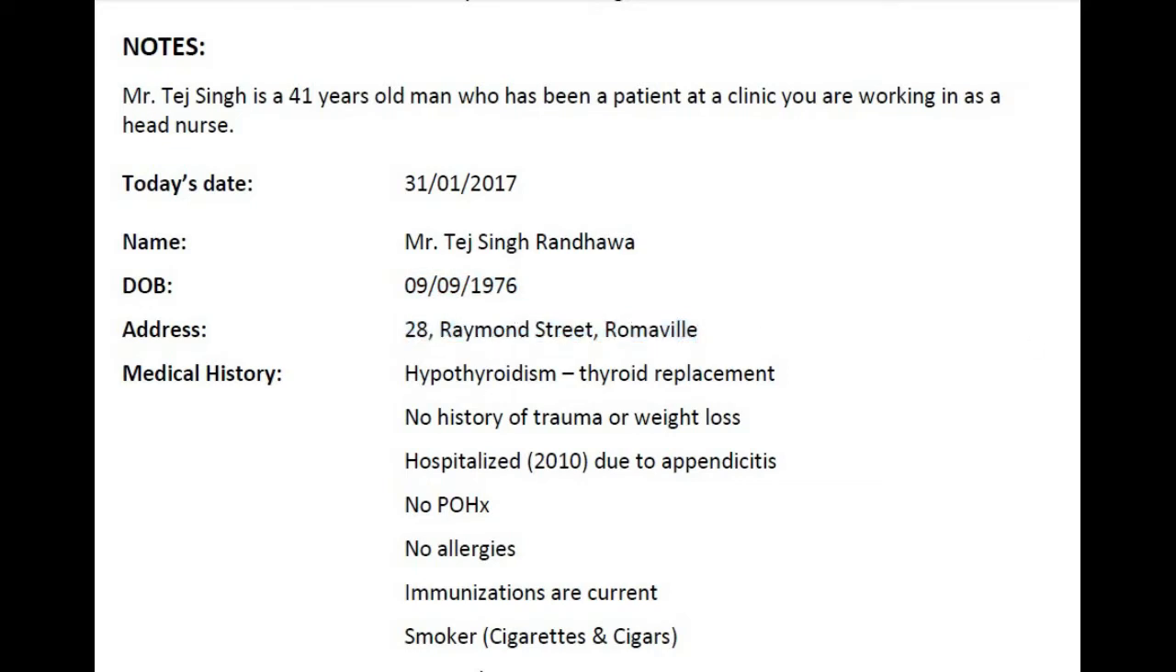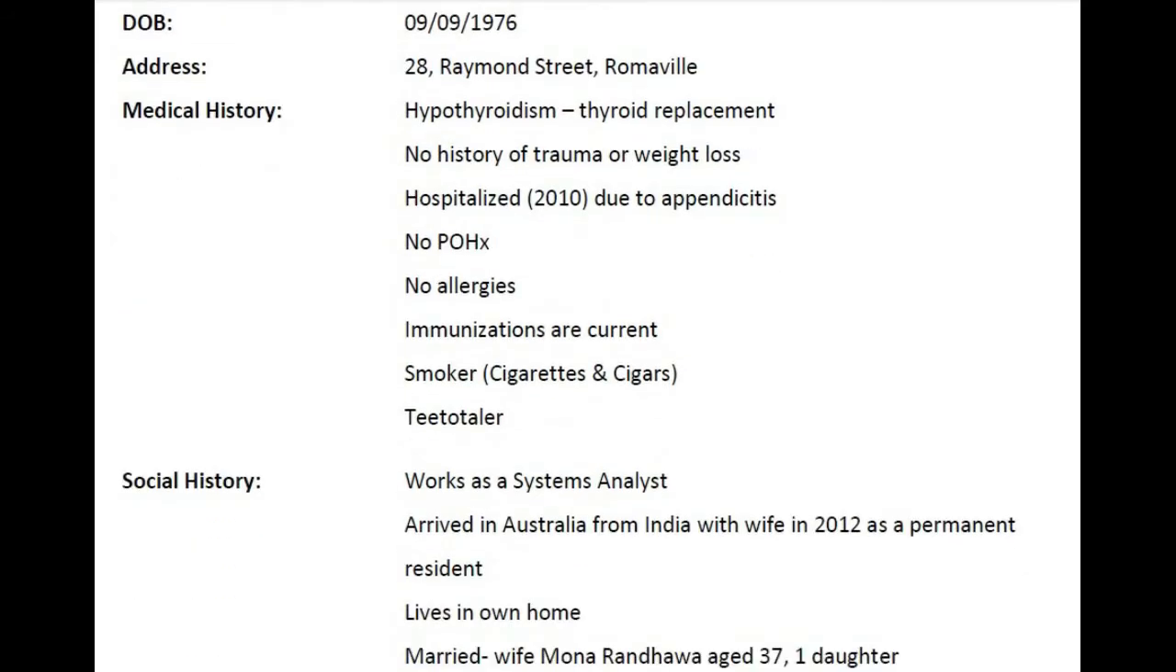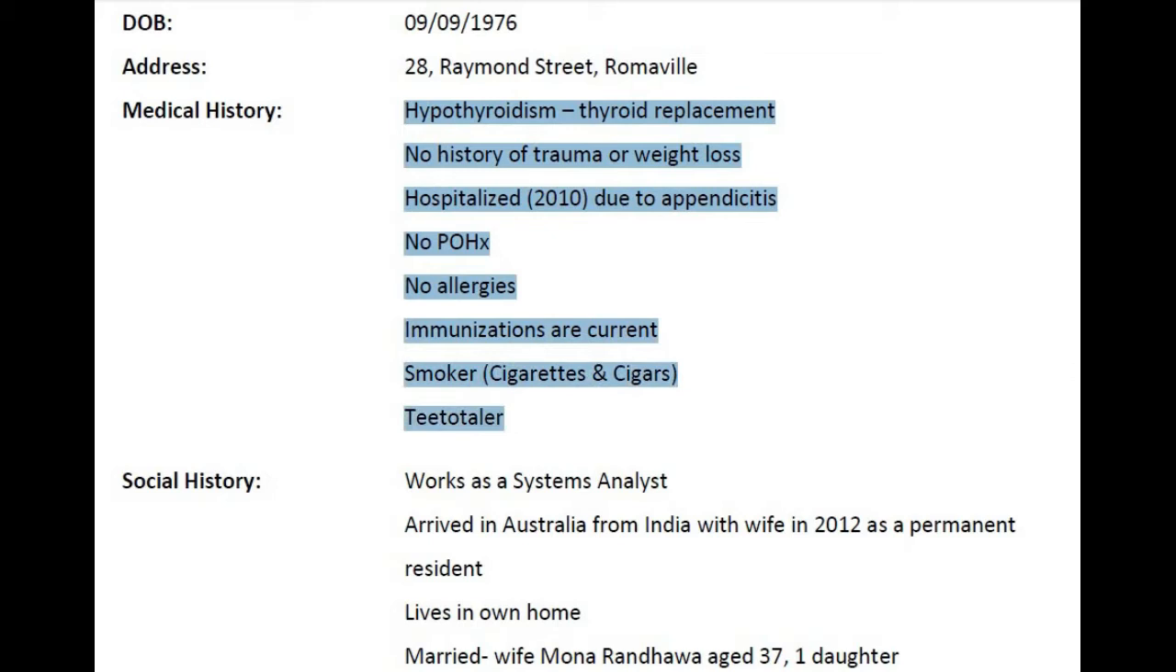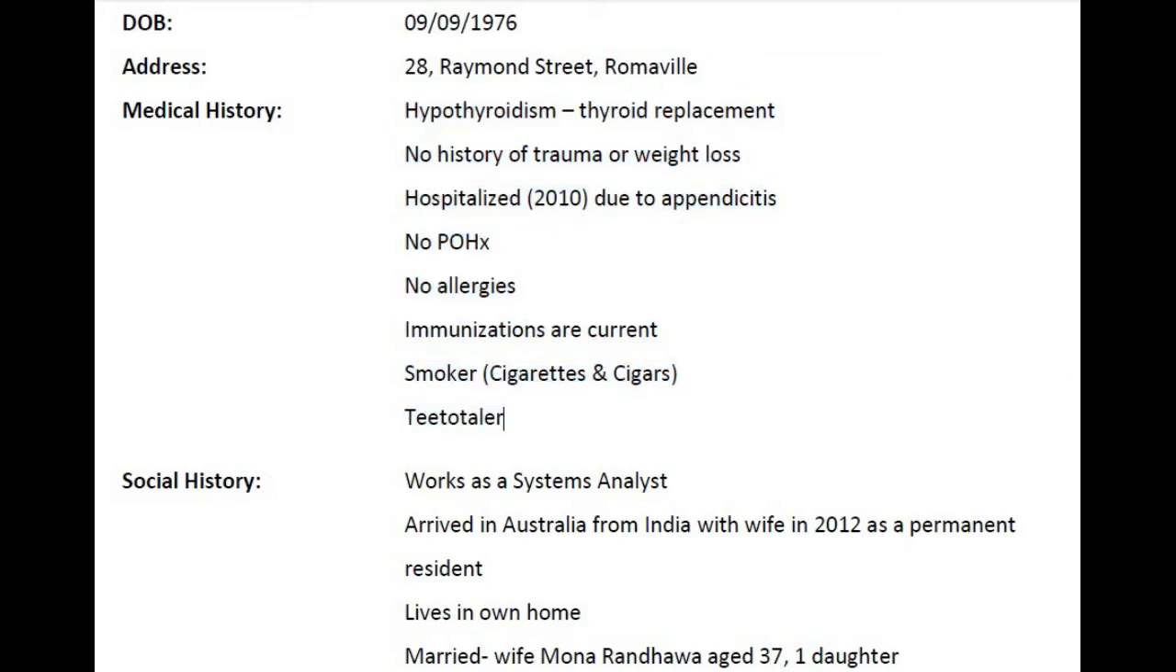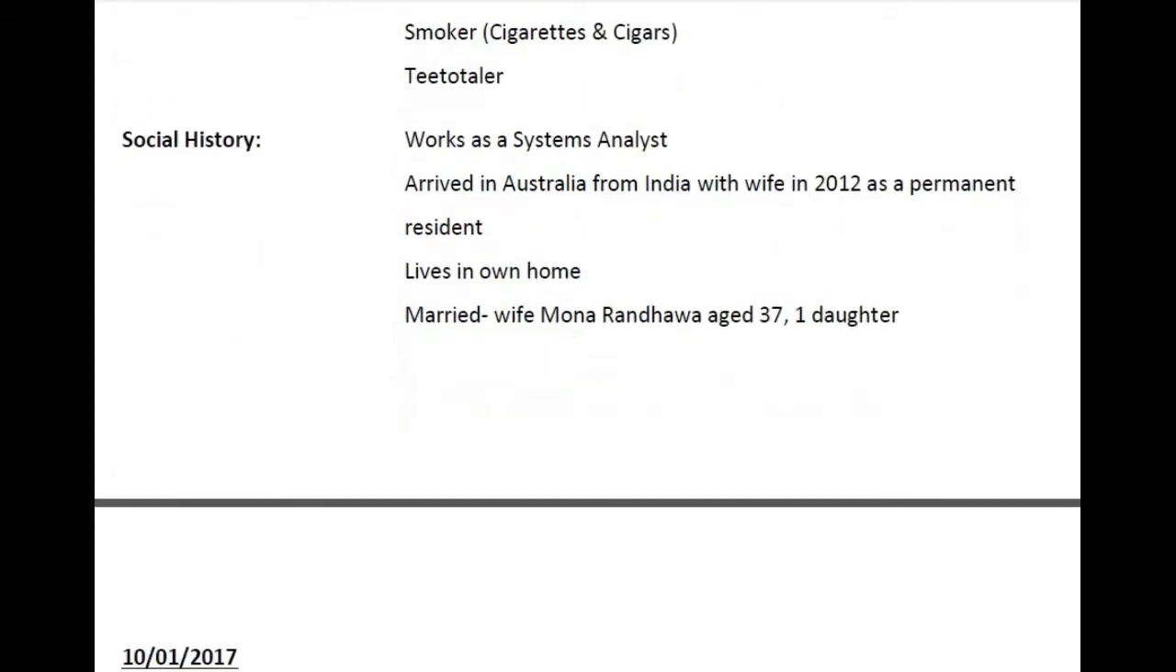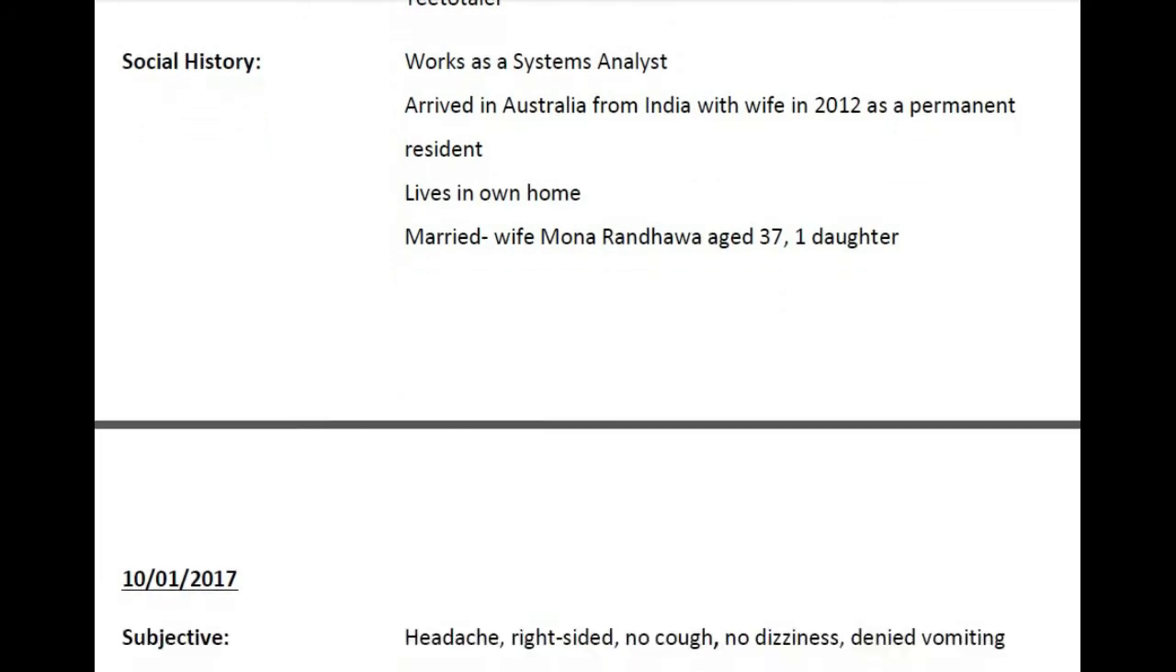The medical history part is irrelevant and can be omitted because an ophthalmologist need not know about this information and is only concerned with his present condition and the medical history related to that condition. Most of the information provided in the social history is irrelevant and can be avoided. However, you should mention that Mr. Tej is married and has a daughter.